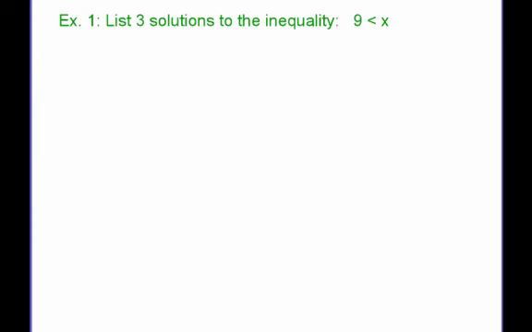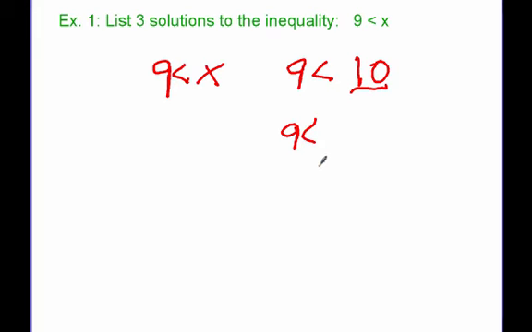So here's example 1. Example 1 says, list 3 solutions to the inequality 9 is less than x. So we're trying to put some numbers in here that 9 is less than. What's the smallest number we could think of that could go in here? Well, it says 9 is smaller than something. Let's say the easiest one is 9 is smaller than 10. That works. If 9 is smaller than 10, what's another number? 9's smaller than 11, so that works.